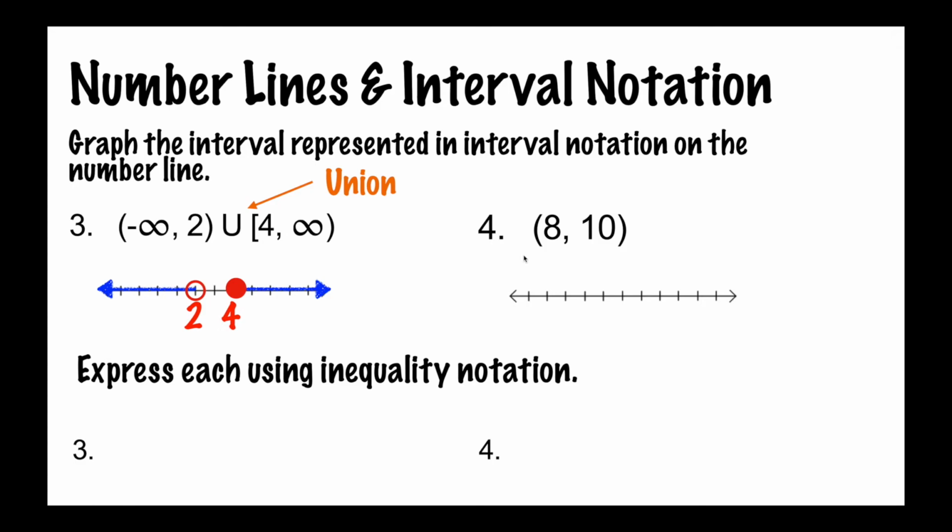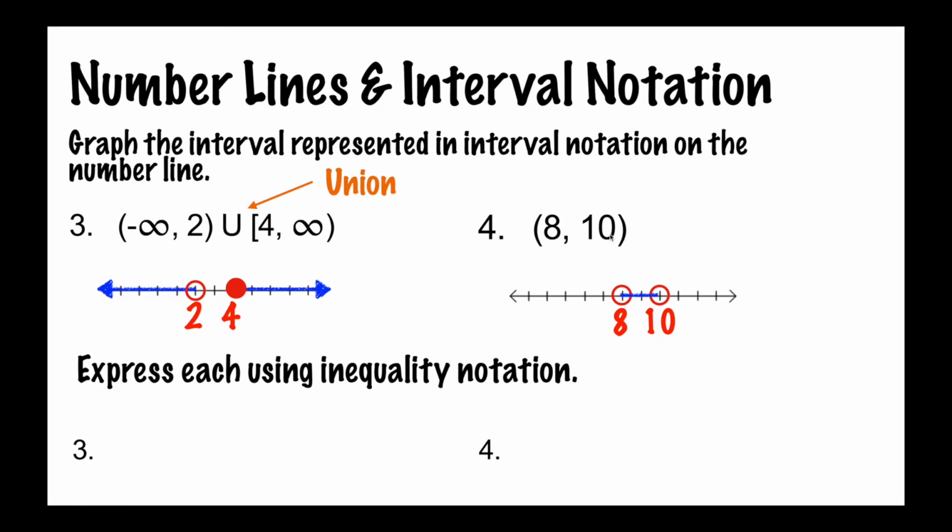Then for number 4, I'll start out with 8 this time, and that has a parenthesis by it, so that's going to be an open circle at 8. Then this would be 9. This right here would be 10. So at 10, it's also an open circle because it's a parenthesis. And again, these never talk about negative or positive infinity. So what happens is that the solutions from 8 to 10 are what would work. So I'm going to make a line segment in between.